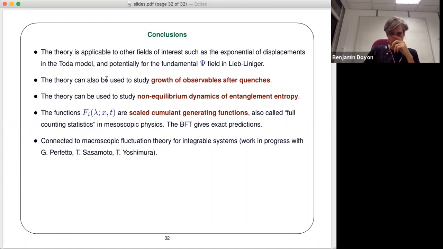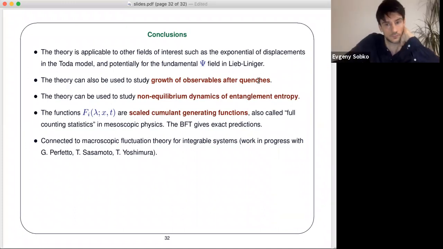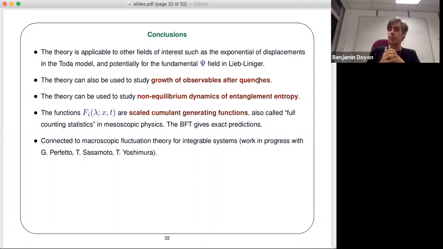In principle, the theory can also be used to study the growth of observables after quantum quenches. For twist fields, you can relate that to 2-point functions in the time direction. So there's a connection between growth of a 1-point function after a quantum quench and a 2-point function in real time in the GGE. That would be interesting, for instance, in the context of entanglement entropy, where you have 2-point functions of twist fields. Perhaps this can give access to the growth of entanglement entropy that has been observed numerically and calculated in various ways. So we hope to be able to get exact results there, maybe, for interacting models.